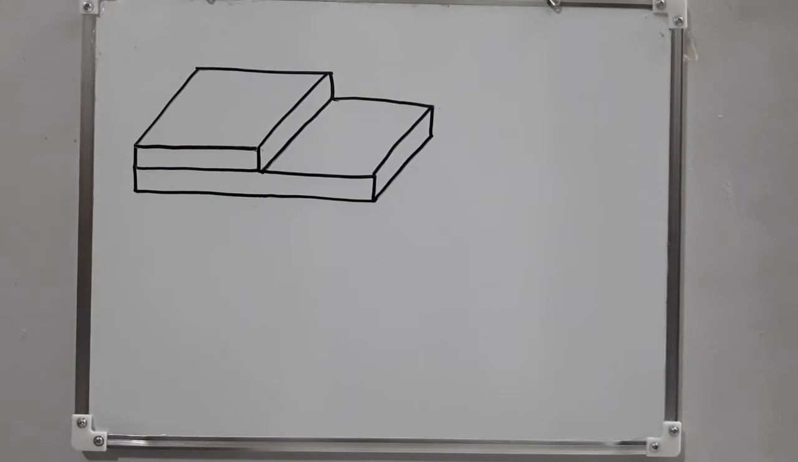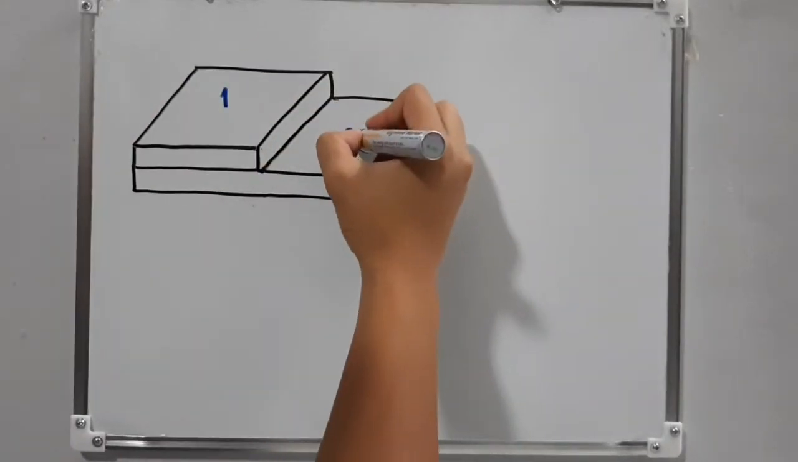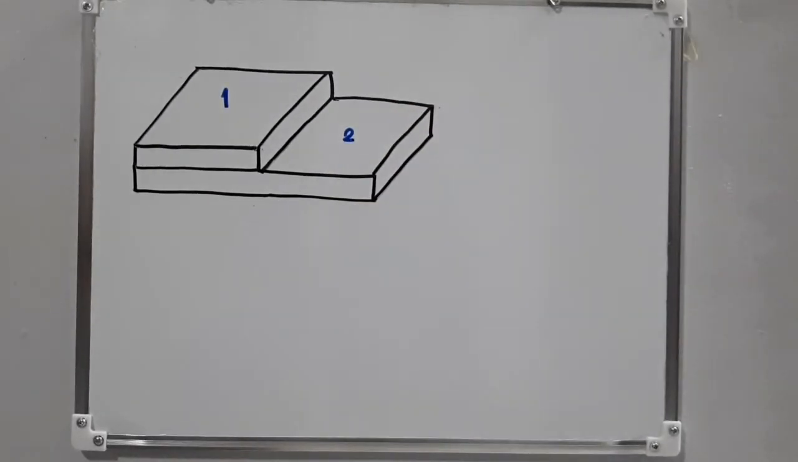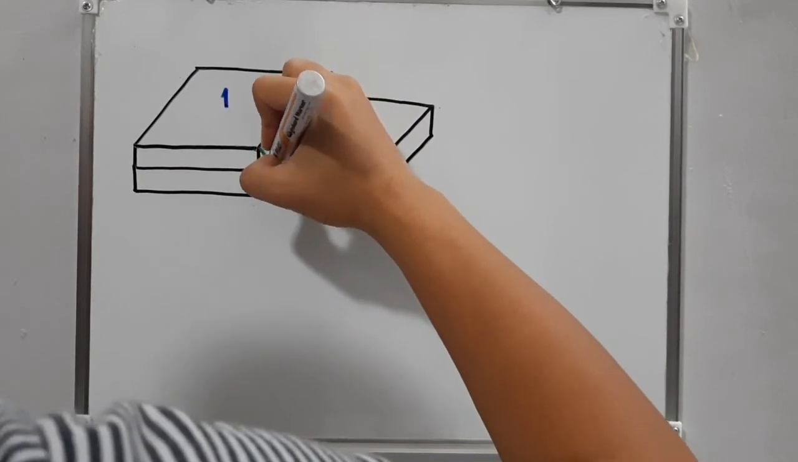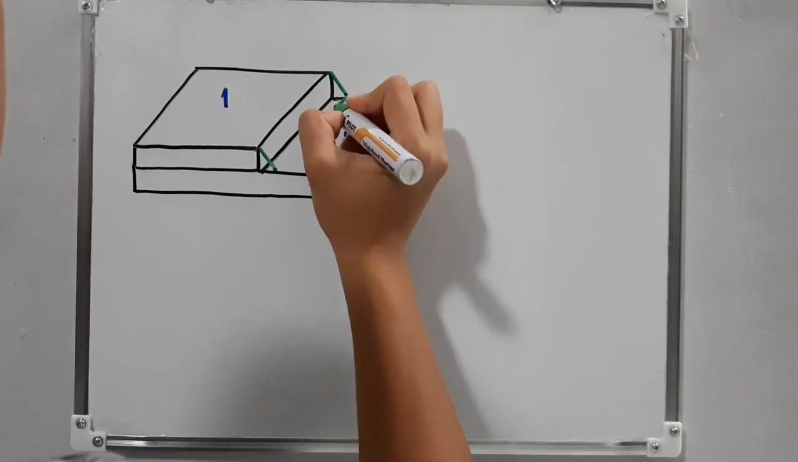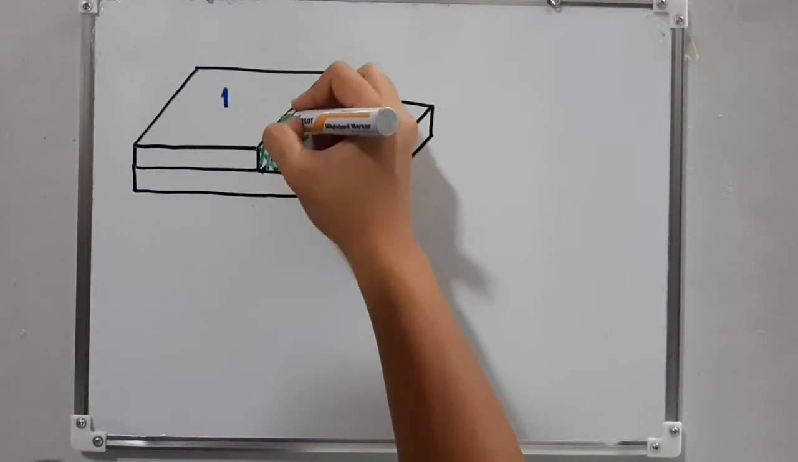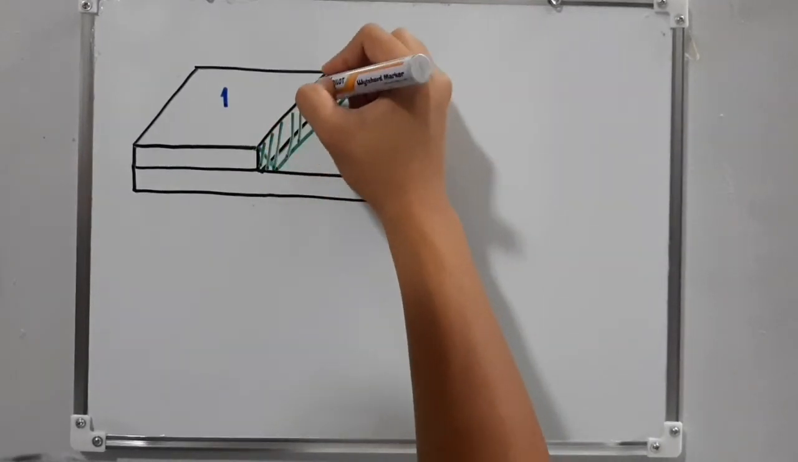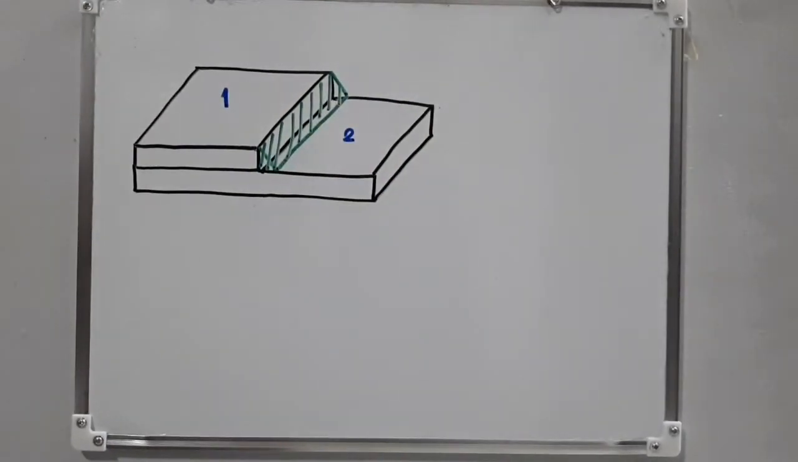So, this first plate, plate number 1, and plate number 2 overlap with one another. Then, yung ating weld o fillet weld ay nilalagay natin dito. Ito yung ating weld. Ayan. So, naka-welding yung ating dalawang plate. Yan yung ating weld.